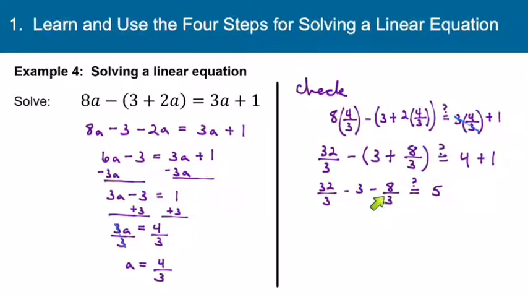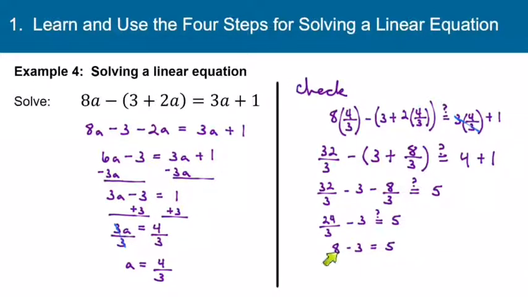Since the denominators are the same, all we have to do is the subtraction in the numerators. So 32 minus 8 is 24. So that's going to give us 24/3 minus 3, and we want to see if that's equal to 5. And now we know that 24/3 reduces to 8. 24 divided by 3 is 8.